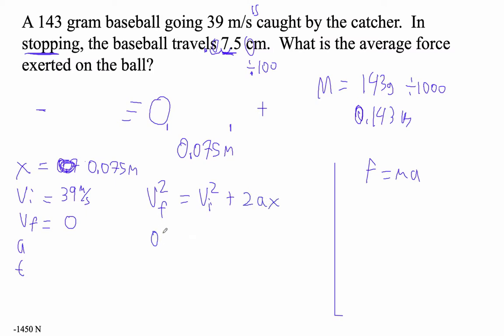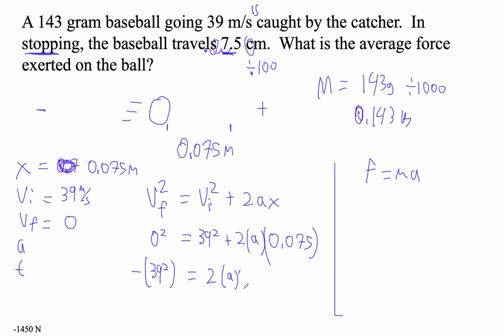Okay. Final velocity is 0, so 0 squared is 39 squared plus 2 times a times 0.075. I think I finally got the distance right. Okay. So now I've got the opposite of 39 squared, right? Equals 2 times a times 0.075. So what I'm going to do with my calculator is I go the opposite of parentheses 39 squared, right parenthesis.